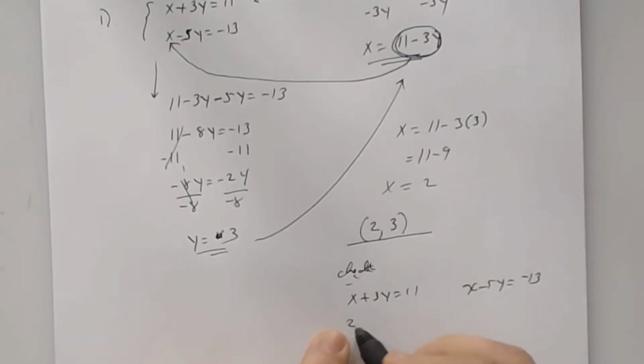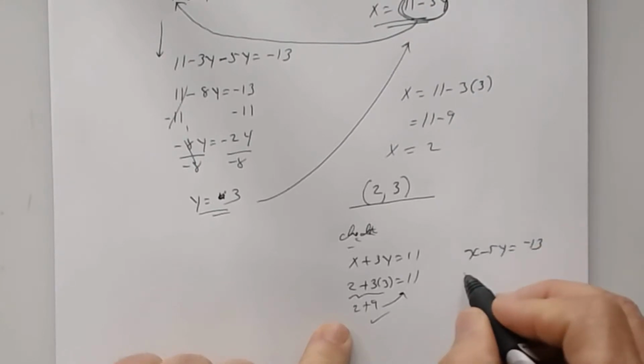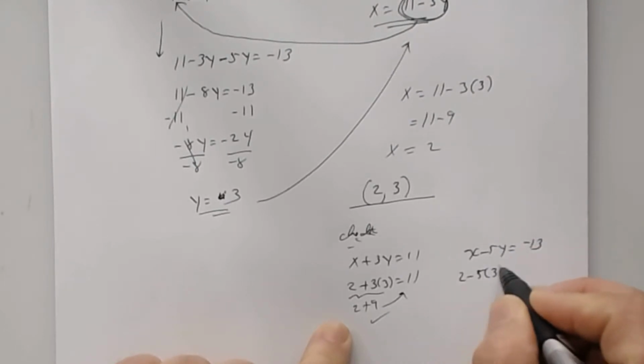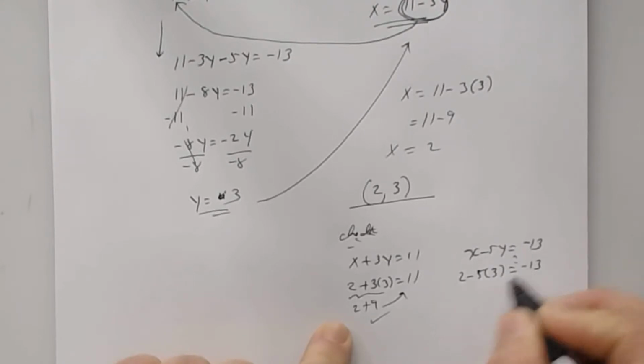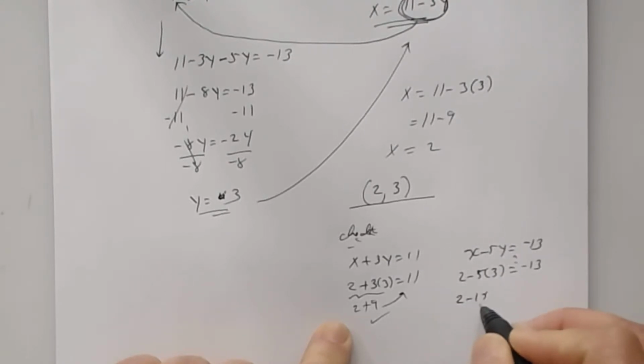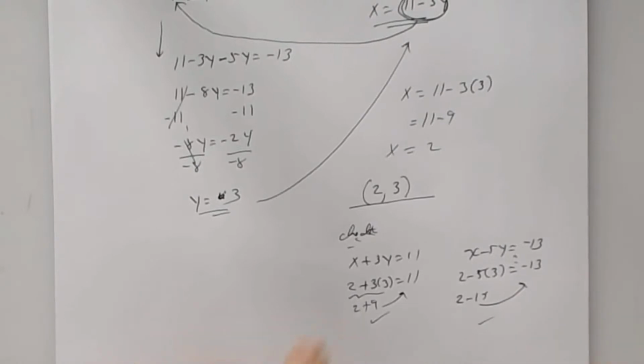So x is 2, so I'm asking is 2 plus 3 times 3 equal to 11. What's the answer? Yes, 2 plus 9 does equal 11. So far we're okay, but you got to do the other one. What's x? 2. Is 2 minus 5 times 3 the same thing as negative 13? 2 minus 15. 2 minus 15 is what? Negative 13. So that's correct. So 2, 3 is a solution. That's substitution. All right, let's do another.